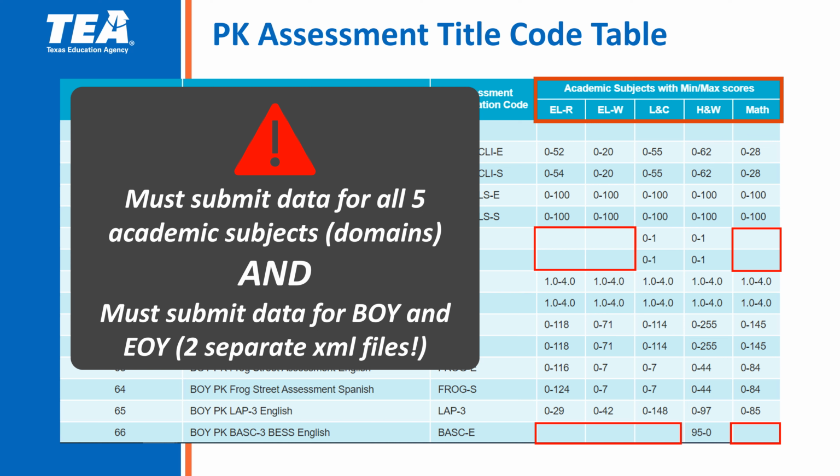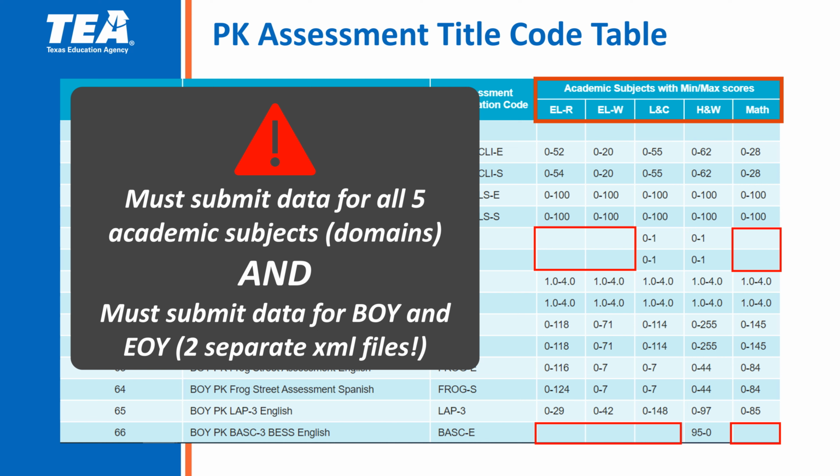Data for each of the 5 domains or academic subjects, as you see listed at the top right, must be submitted to ECDS. Please notice that some tools, such as the DAL 4 English and Spanish and the Basque 3 BES, do not provide data for all 5 domains. That means that if you are using one of these tools, another tool from the Commissioner's list should be used for the missing domains in order to submit data for all 5 required domains.